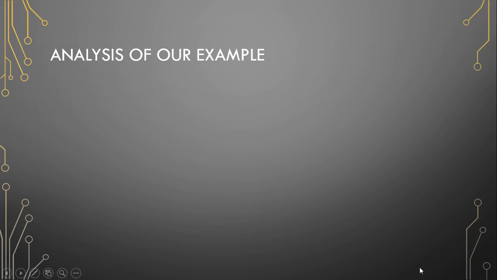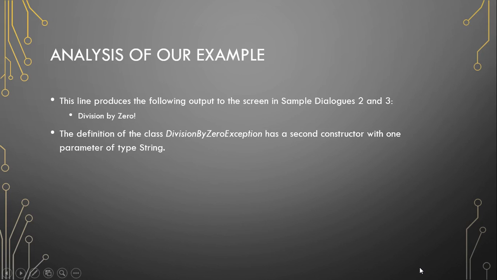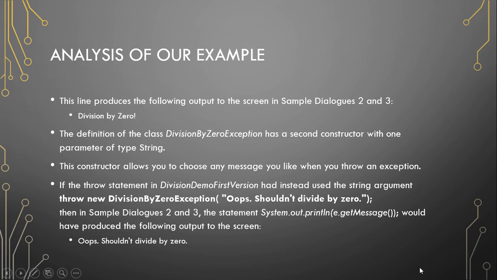So let's analyze those example inputs that we just did and see how that is broken down in terms of how the program functions. This line, of course, produces the following output to the screen in sample dialogs 2 or 3: "Division by 0." The definition of the class DivisionByZeroException has a second constructor with one parameter of type String. This constructor allows you to choose any message you like when you throw an exception.